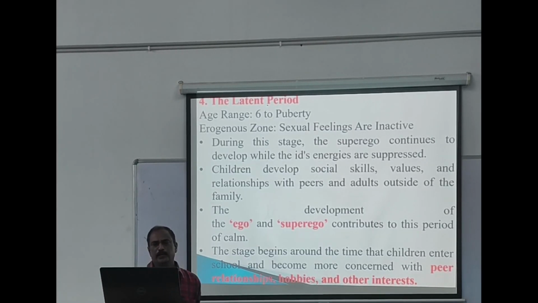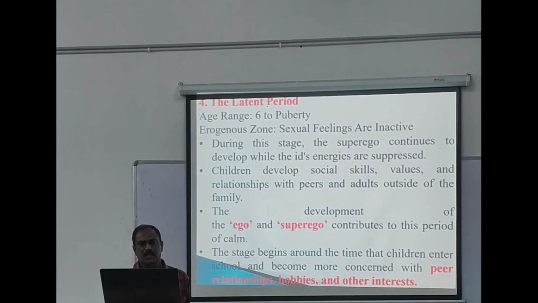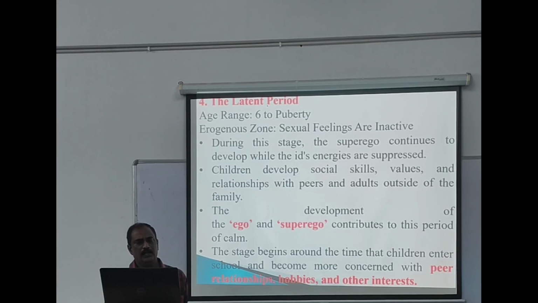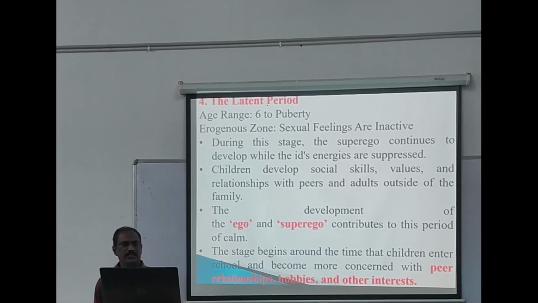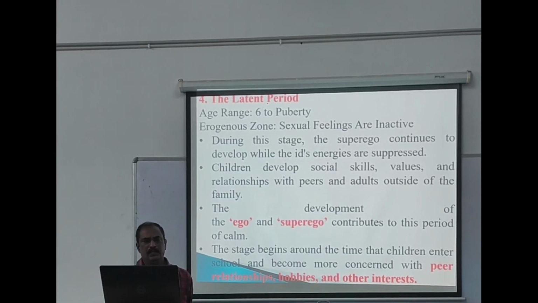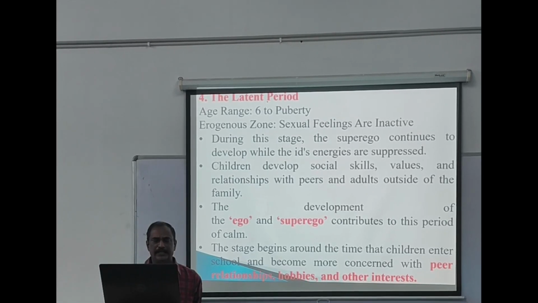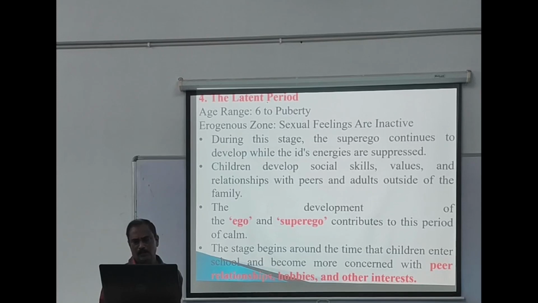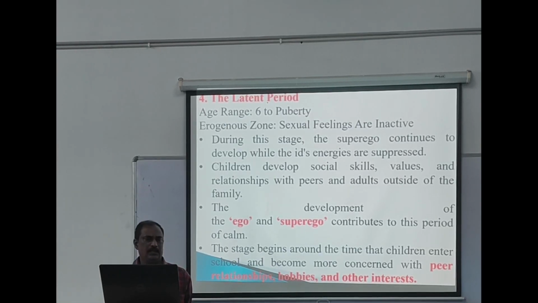So during this stage, the superego continues to develop while the id's energies are suppressed. So we have id, ego, superego. Freud explained these three. Children develop social skills, values, and relationships with peers and adults outside of the family.